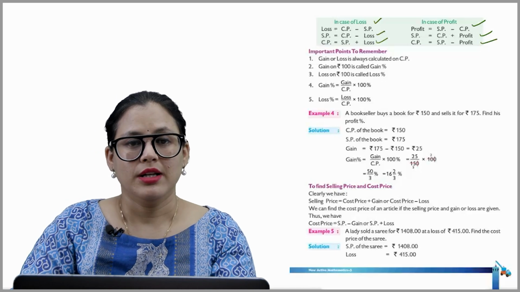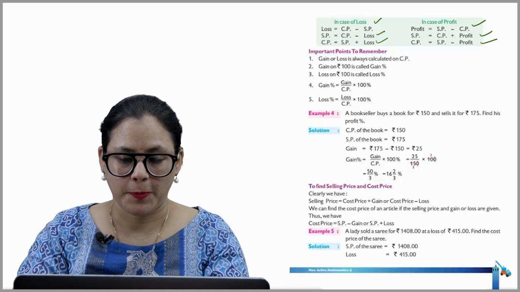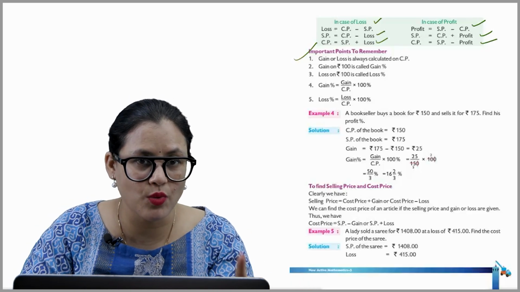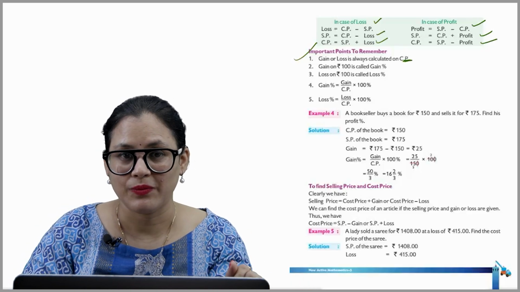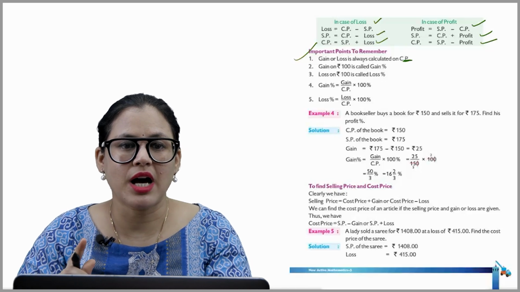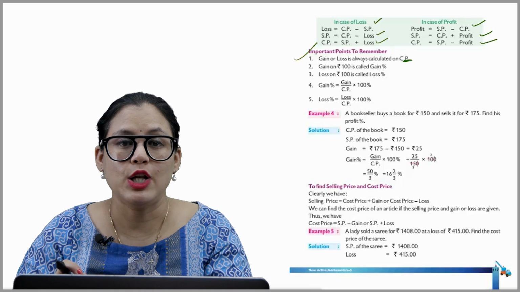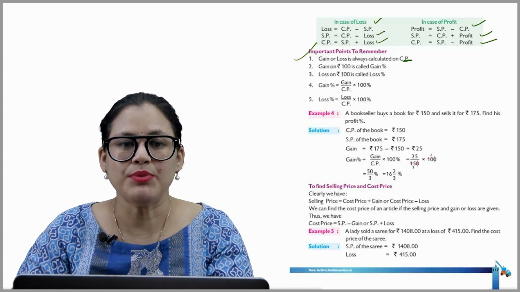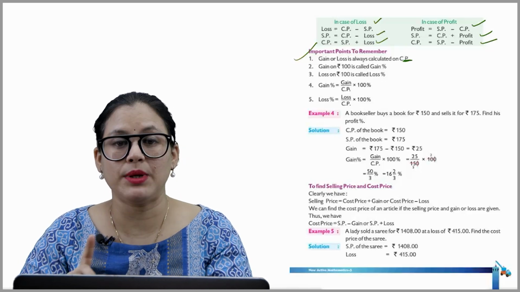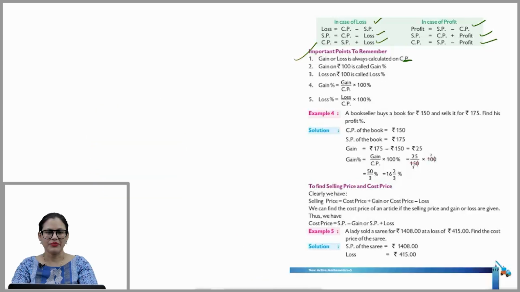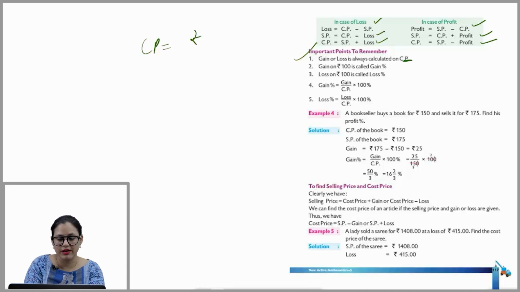Okay. Now some important points to remember. Number one, gain or loss is always calculated on what? Always calculated on CP. Number two, gain on rupees 100 is gain percent. Loss on 100 rupees is called loss percent. Okay, and gain percent is equal to gain upon CP into 100, and loss percent is equal to loss upon CP into 100%.